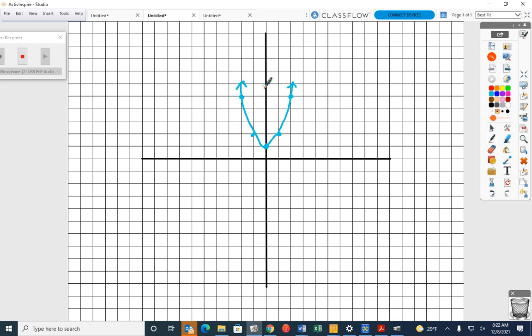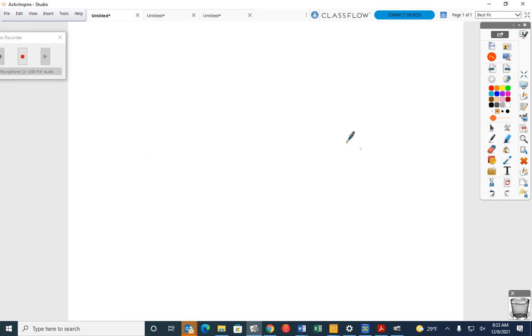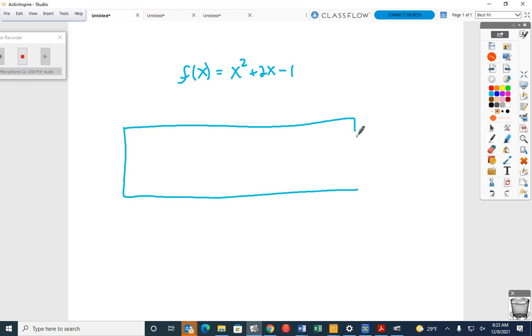Okay. When is this going to change so that the pointy part, if you want to call it that, is not on the y-axis? When is that going to change? When we have an additional what? X value. So let's say I have this function: f of x equals x squared plus 2x, we'll say minus 1. We'll get crazy here. Okay, let's do this one. And again, I'm going to give you some values here.